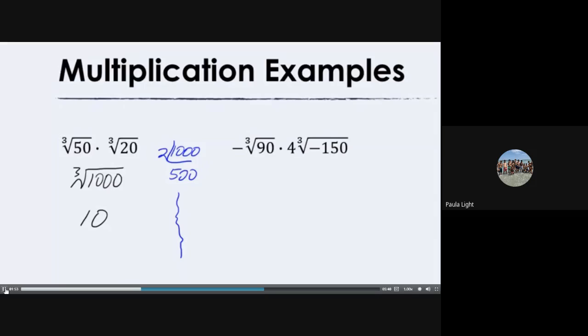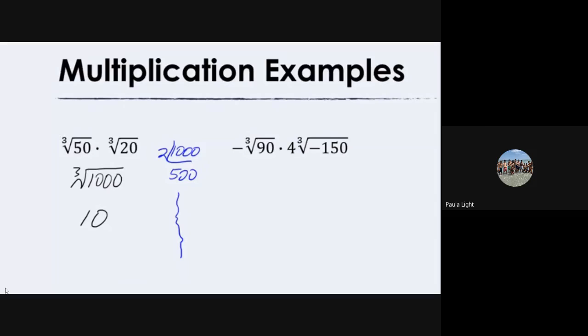So don't forget that we have the same index. It's okay to have a negative 150. We discussed that before. Odd indices can have a negative radicand. It's the even ones that do not. The even ones have to be positive, till you get into imaginary numbers. That's how negative 4 times 4 is negative 4 comes out.